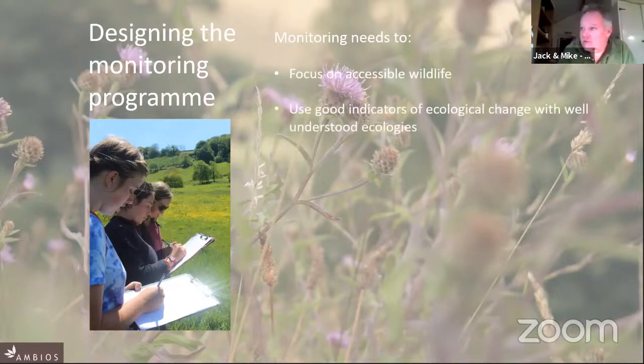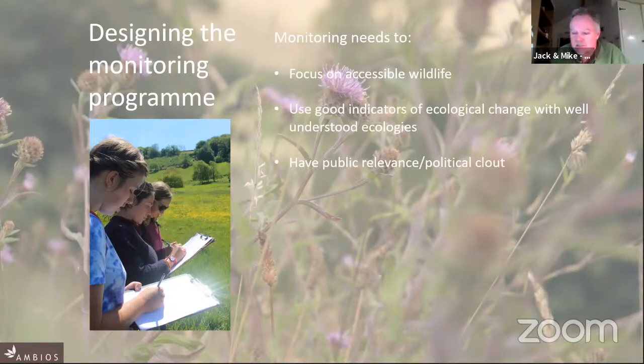We need to use indicators of change which we understand, which have good, well understood ecologies, things that can tell us something that we can interpret the results through and by. These things need to have some relevance to the public. There needs to be resonance with the public's imagination, with their values. So things that people recognize. Birds are a really good example of this. They really mean things to people. People have a sense of value in them. So that gives them some kind of political clout, some kind of weight when it comes to lobbying and that kind of thing.